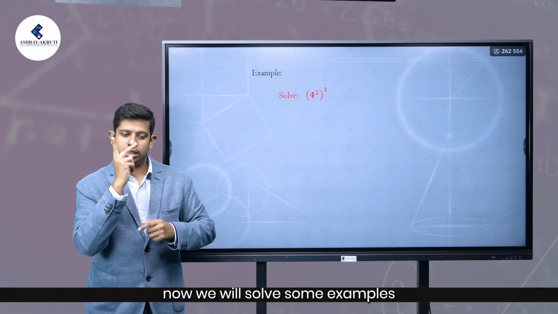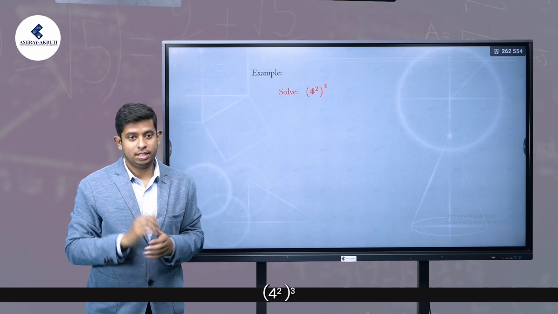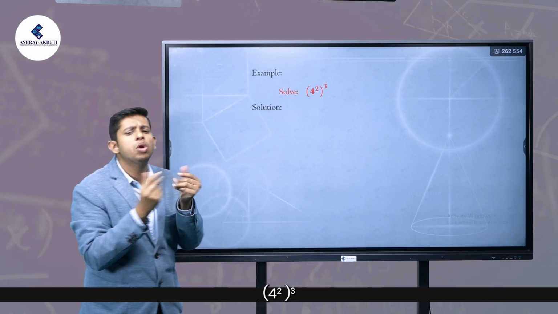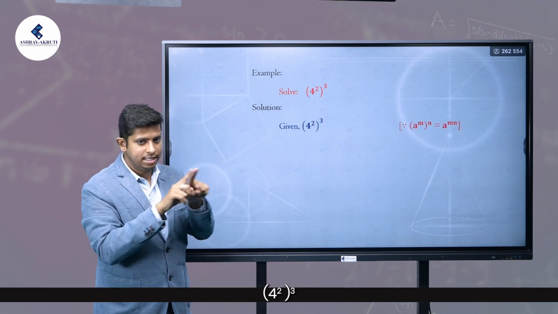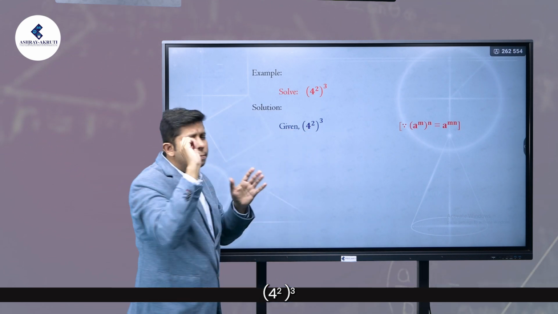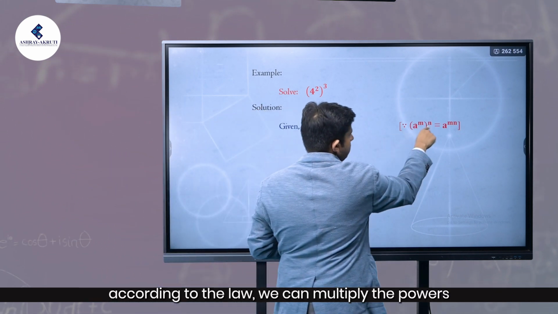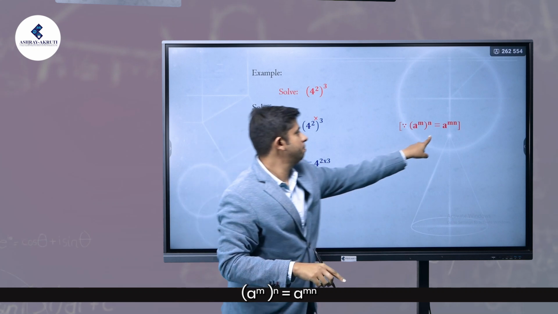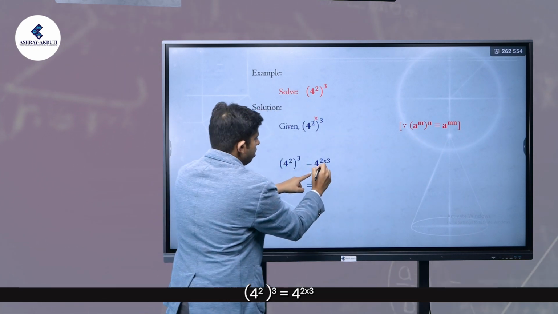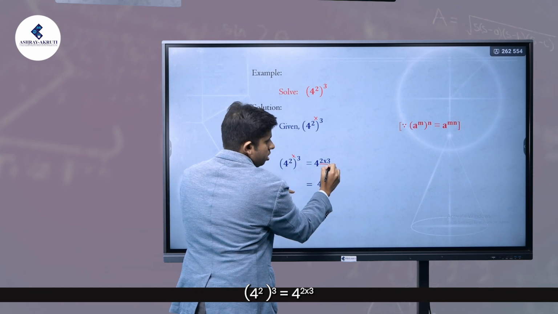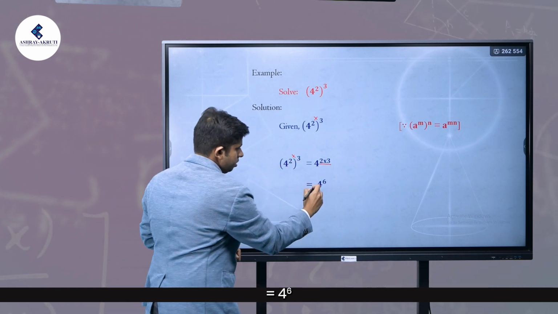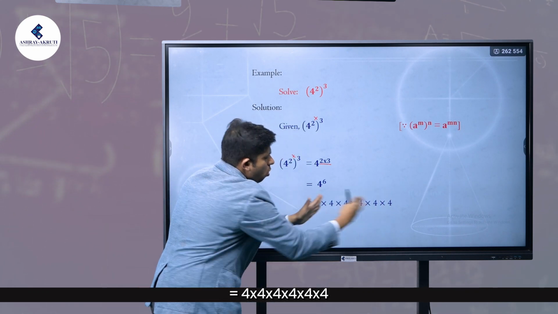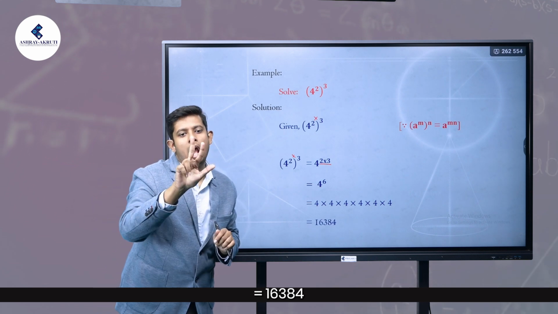Now we will solve some examples. Solve 4 to the power of 2 whole to the power of 3. Solution: given 4 to the power of 2 whole to the power of 3. According to the law, we can multiply the powers. A to the power of m whole to the power of n is equal to a to the power of mn. So 4 to the power of 2 whole to the power of 3 is equal to 4 to the power of 2 into 3, which is equal to 4 to the power of 6, which is equal to 4 into 4 into 4 into 4 into 4 into 4, which is equal to 16,384.